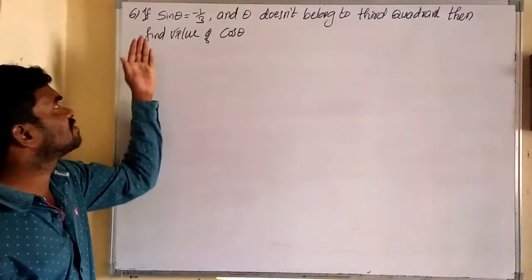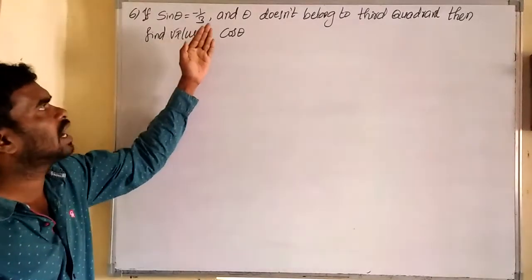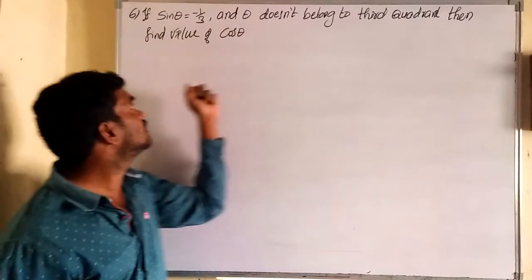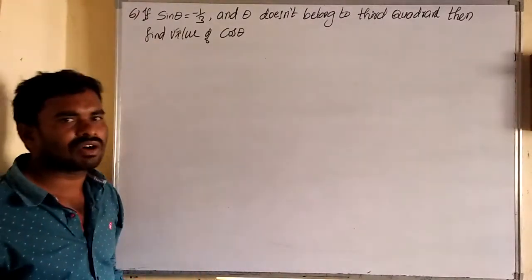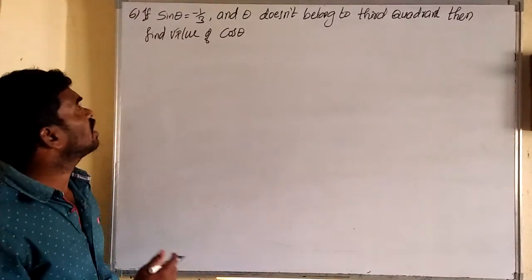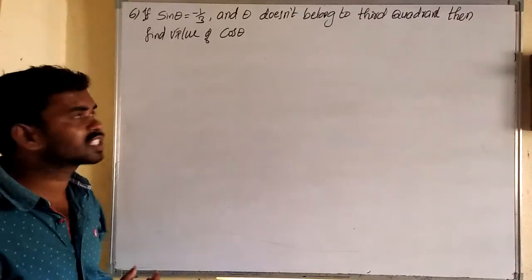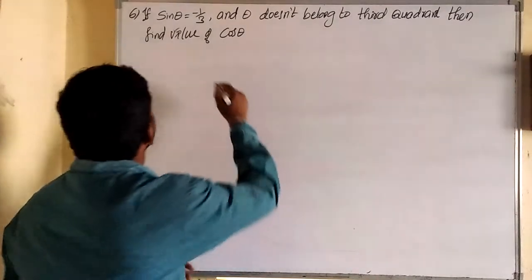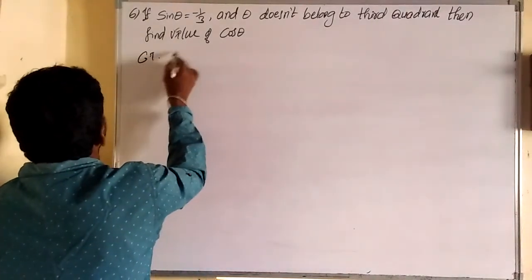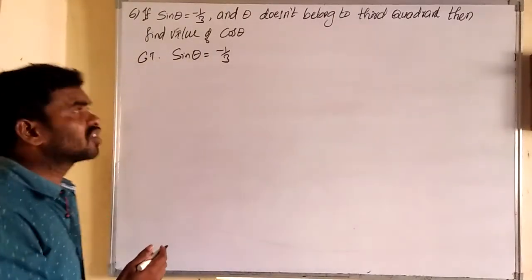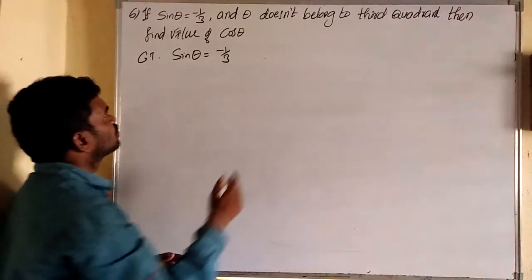Next, sixth question. If sin theta equals minus 1 by 3 and theta does not belong to the third quadrant, then find the value of cos theta. Here I am explaining one question. You have this type of question available in the textbook; you can do them for more practice. So first of all, given that sin theta equals minus 1 by 3.